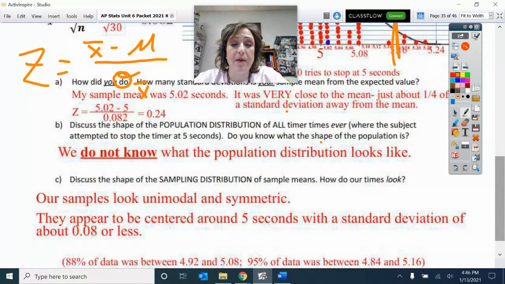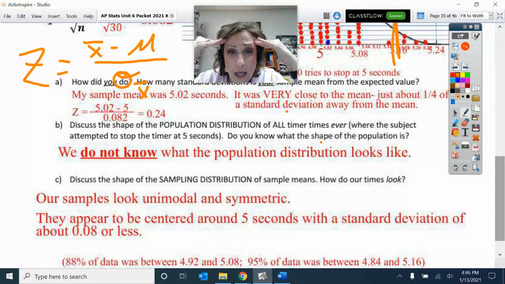Now, discuss the shape of the population of all those 300 times that my students did. And that would be, we don't know. That's an important thing. I mean, that's why we are doing this. We do not know what the population of all times is shaped like. So therefore, that's why we are doing this sampling distribution, so we can trust in what that's shaped like.